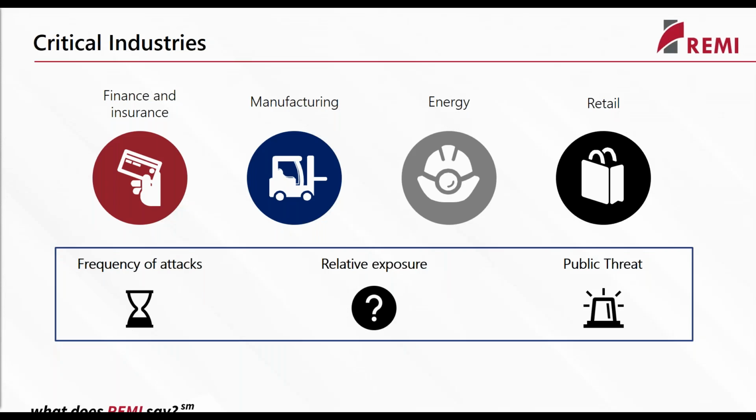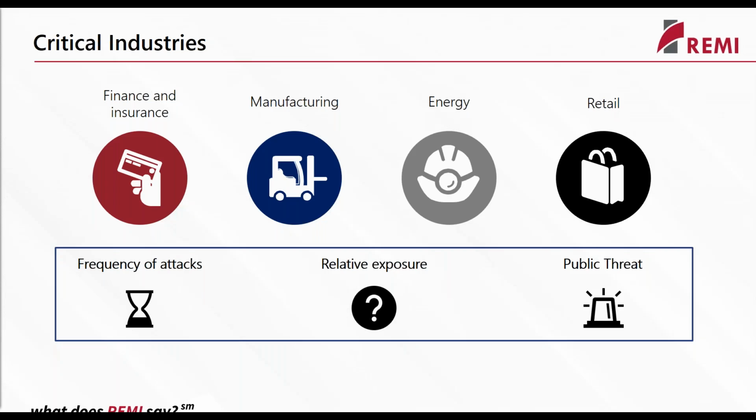So a 2018 Council of Economic Advisers report detailed some of the critical industries in terms of cyber attacks, so ones that might be in the most vulnerable position. These four industries were finance and insurance, manufacturing, energy, and retail.